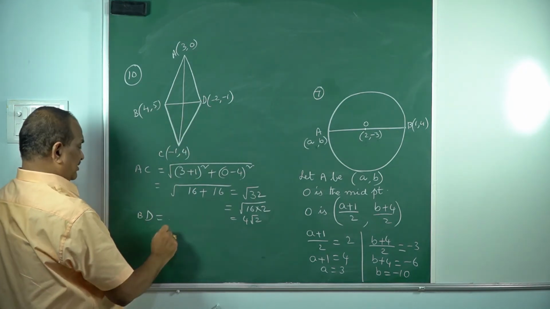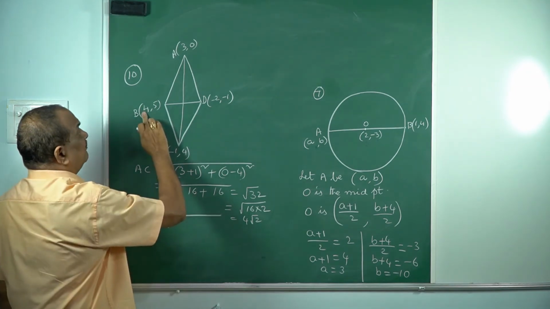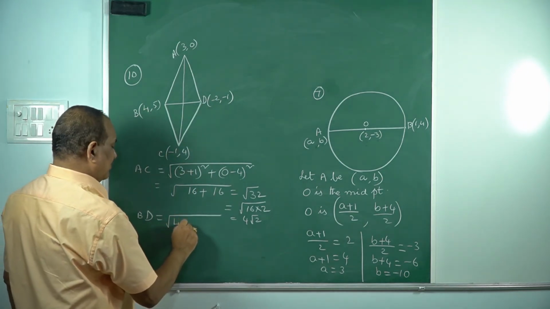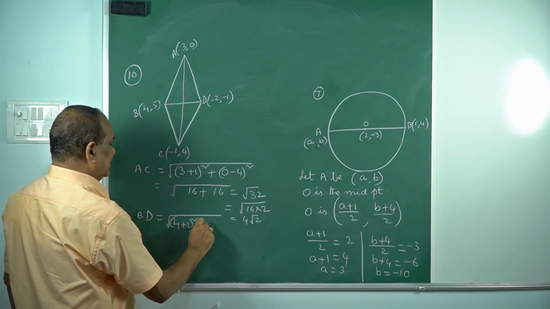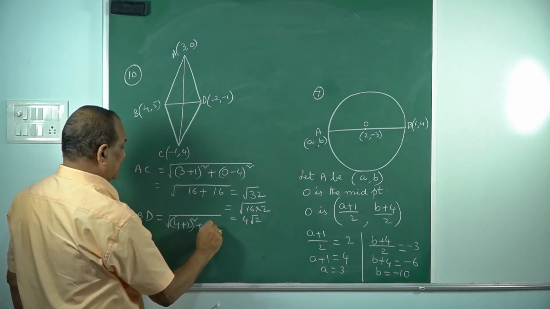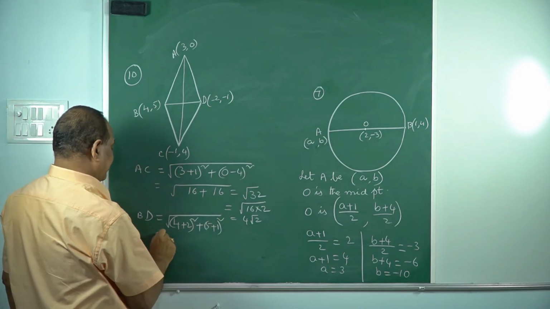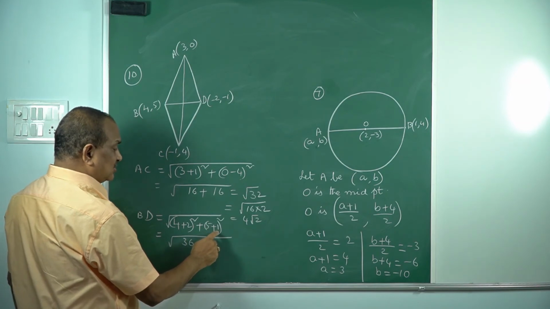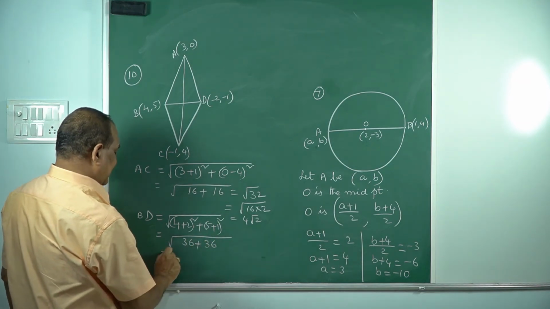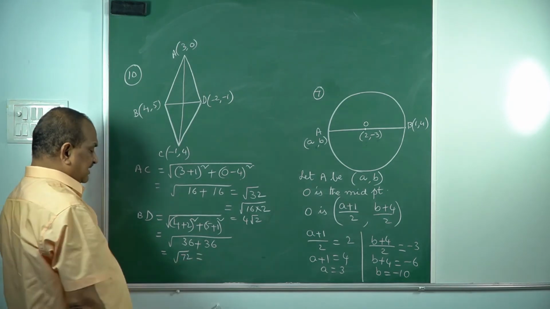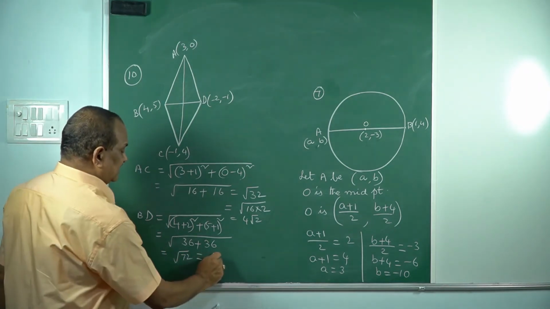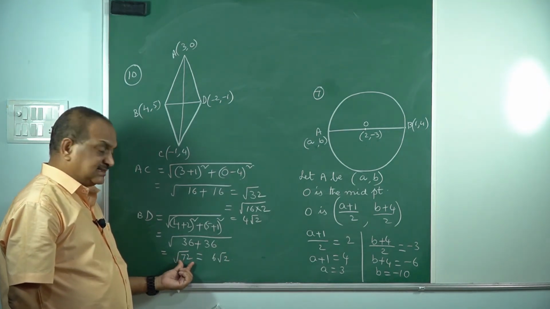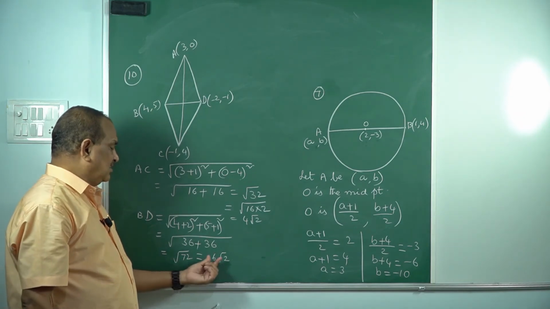Tell me now how you can do this one under root. 4 minus minus 2, or you can say minus 2 minus 4. No problem. 4 minus minus 2 is 4 plus 2 whole square. And the next one is 5 minus minus 1, 5 plus 1 whole square. So this is 6 squared, and this is also 6 squared, and root over 72. 72 is 36 twos. 36 has got a square root, 6 root 2.